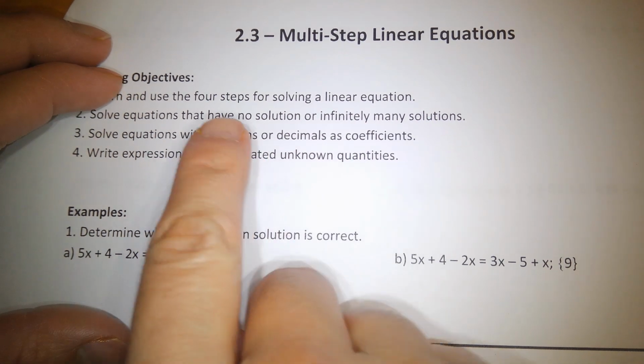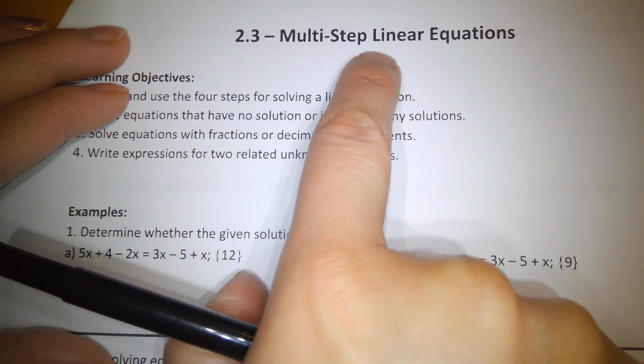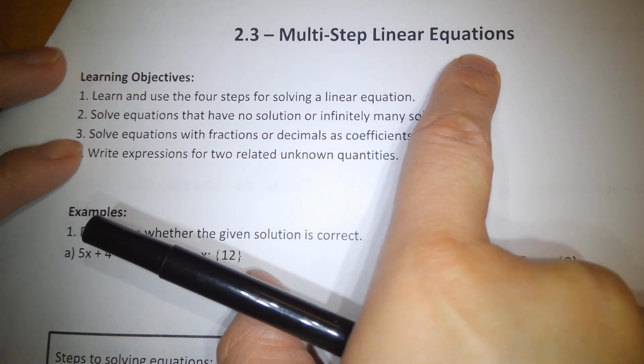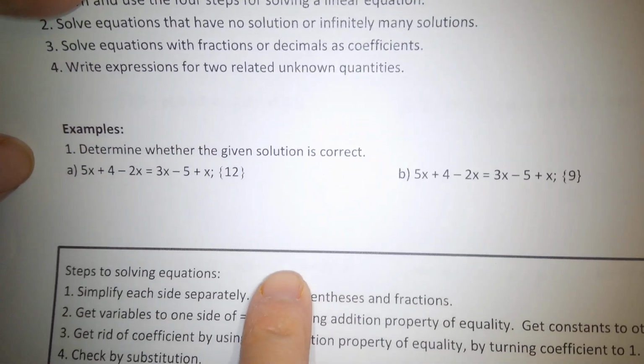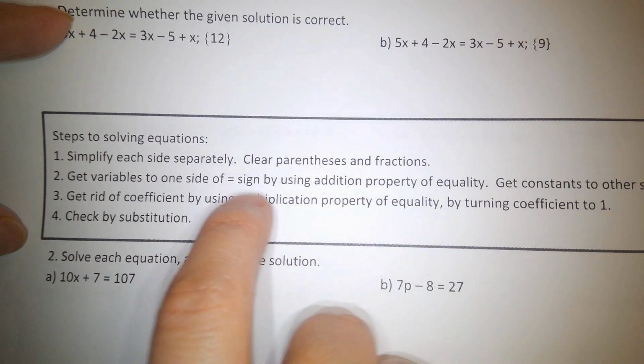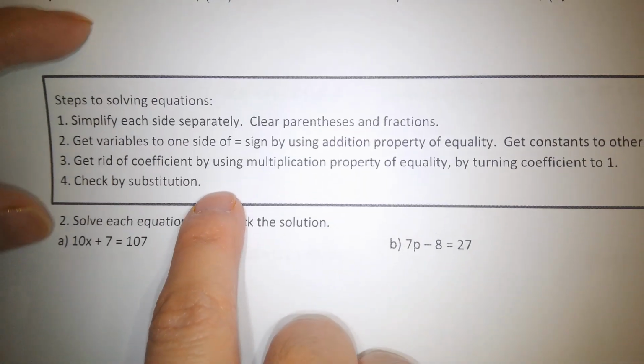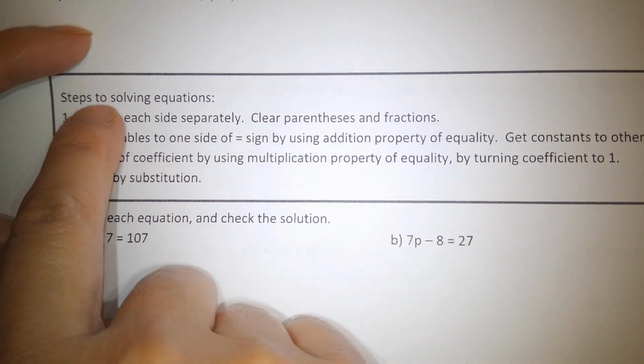All right. So section 2.3, multi-step linear equations. We're going to go over this section. These are the steps. I'll read these steps quickly. So how do we solve equations?